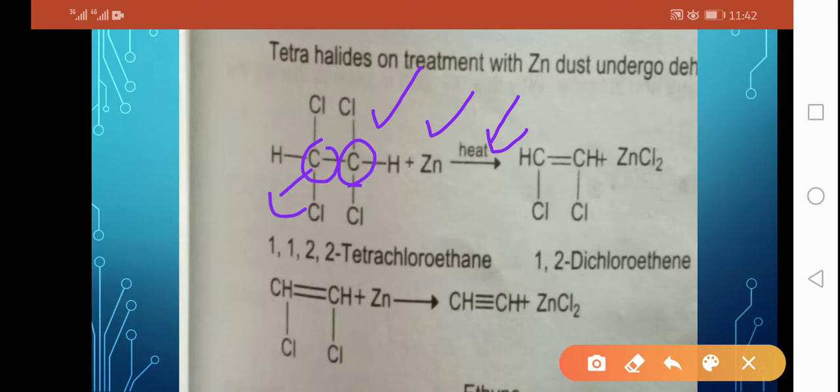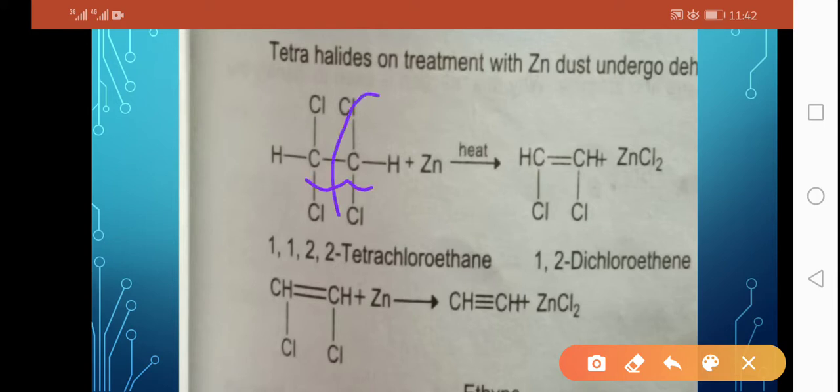So it doesn't mean that we are having four chlorine atoms, two on one carbon and two on another carbon, and zinc chloride here is the product. Zinc chloride will be formed when one chlorine is removed from one carbon and another chlorine is removed from the other carbon. It means that the two chlorine atoms will be removed from the adjacent carbon atoms.